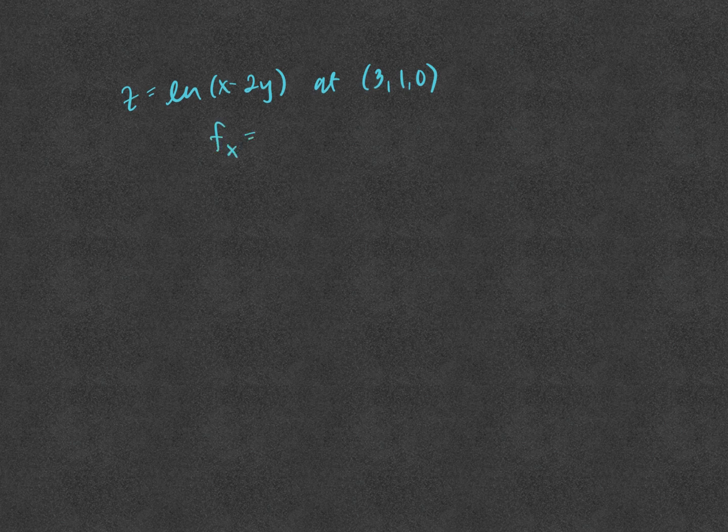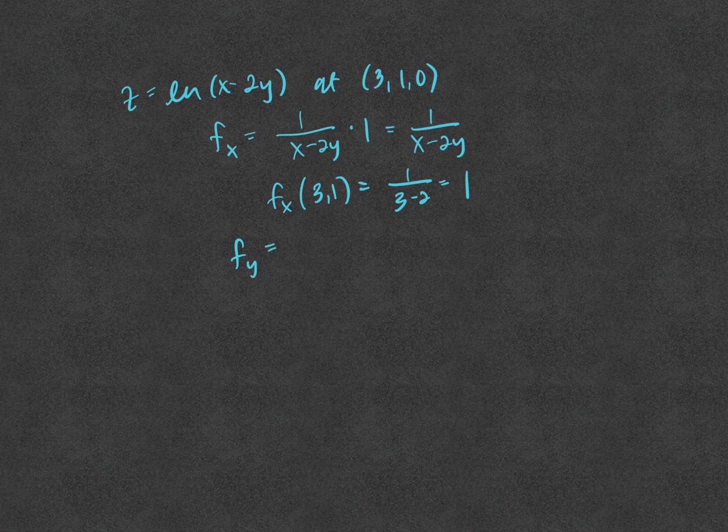with respect to x. So the derivative of natural log of something is 1 over the something, times the derivative of the something, which is 1 with respect to x. So we have 1 over x minus 2y. When we plug in our point (3, 1), we get 1 over 3 minus 2, which is 1. Nice. Now we're going to do our partial with respect to y.